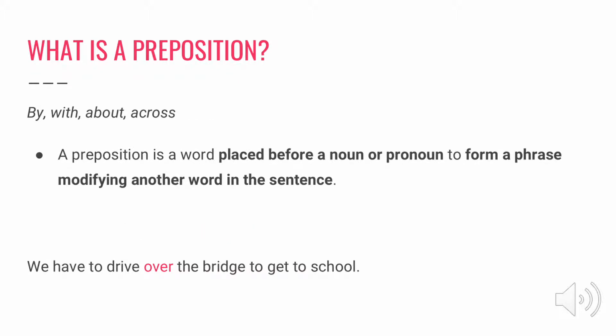A preposition is a word placed before a noun or a pronoun to form a phrase modifying another word in the sentence. Many prepositions tell you where something is or when something happened. Prepositions also talk about direction, time, location, and space. One example we have is we have to drive over the bridge to get to school. Some other examples are by, with, about, and across.